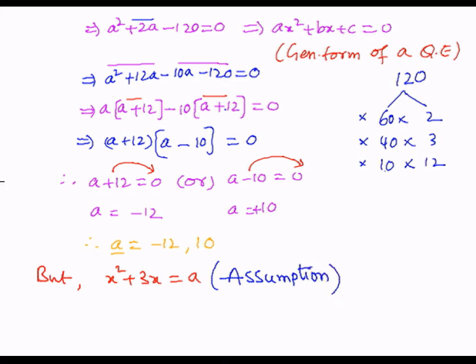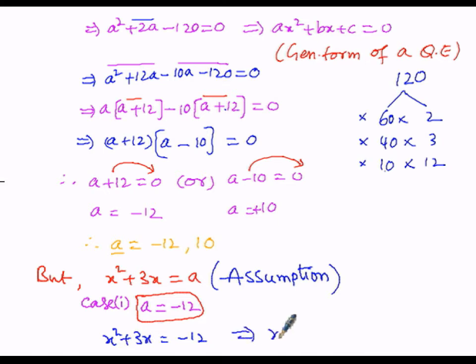So we supposed in this manner, then there are two cases. Case number 1: a equals minus 12. When a is substituted as minus 12, the equation will be x square plus 3x equals minus 12 on the right hand side. Then when minus 12 is transposed over to the left hand side, it becomes plus 12, and that equals 0. So we got this logical step by transposing the right hand side term over to the left hand side.